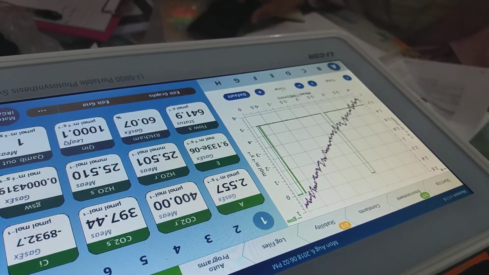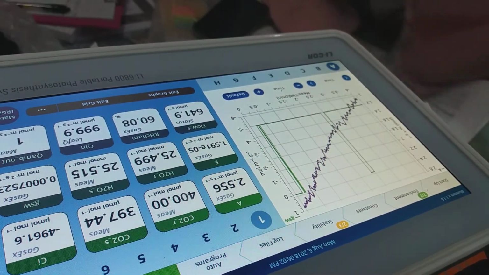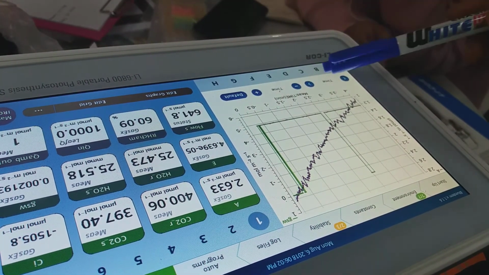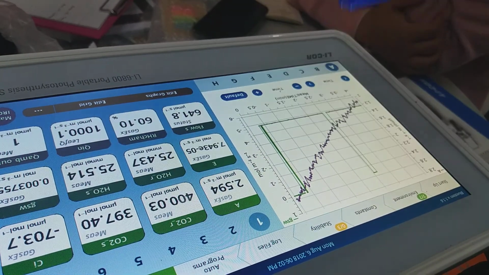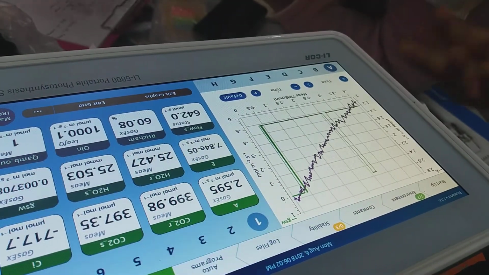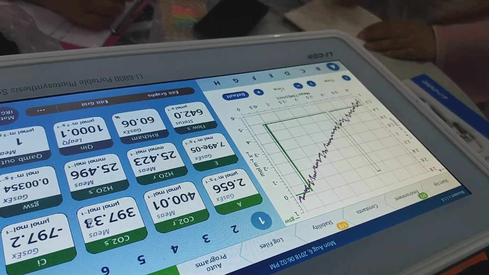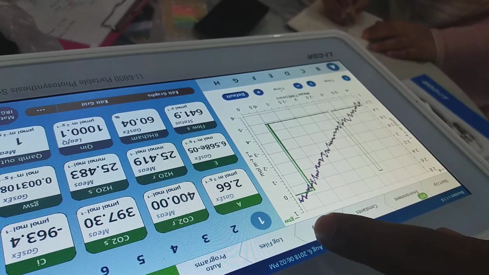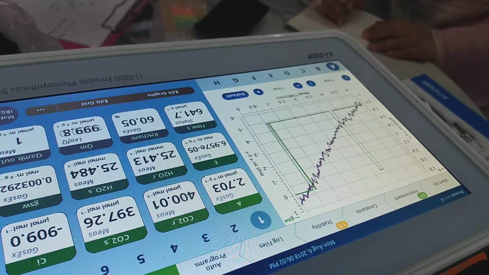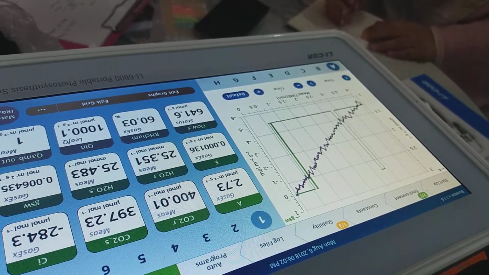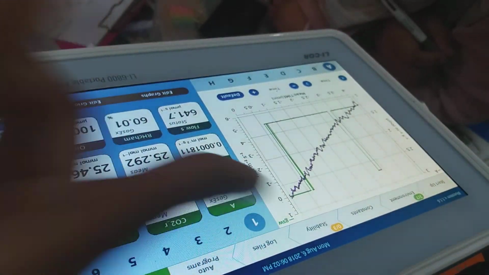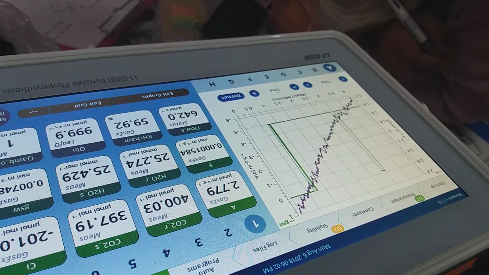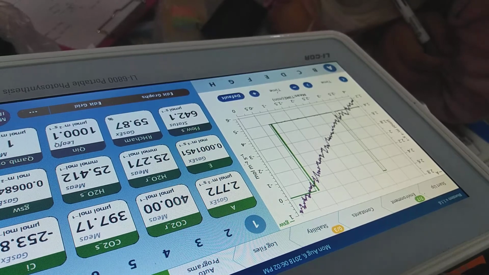This is the current situation of your leaf. If you look here, there are many letters: A, B, C, D, E, F, G, H. Each of these letters corresponds to a certain graph. For example, section A, graph of A, assimilation versus GSW. What is GSW? Stomatal conductance. W is for water.